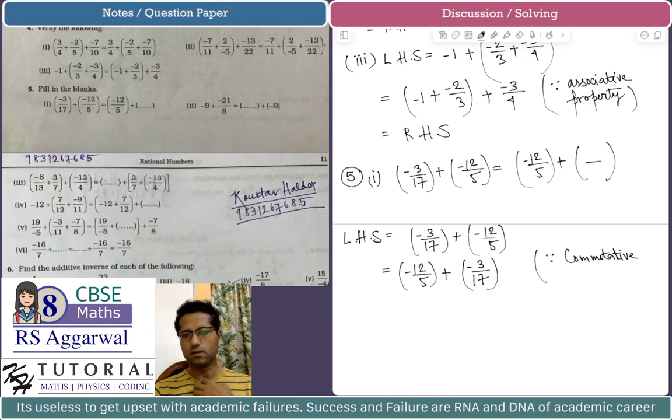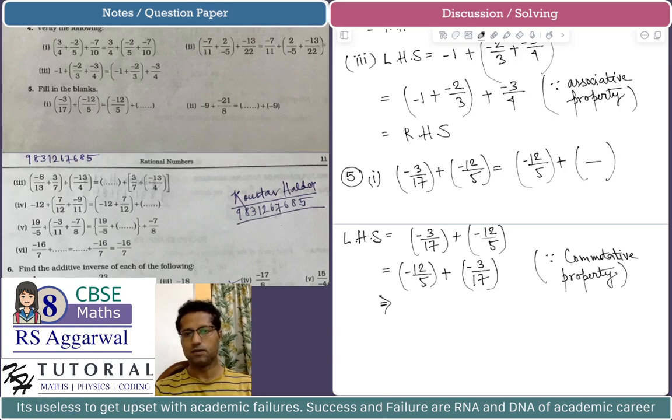It struggles. Anyway, commutative property. Using the commutative property of addition of rational numbers, we can say that the given LHS is equal to, we can write this. Now what is this? So now in the fill in the blanks, this implies from the right hand side of the given equality in the fill in the blanks, if you compare, let's say, I don't know exactly what the exact steps should be.